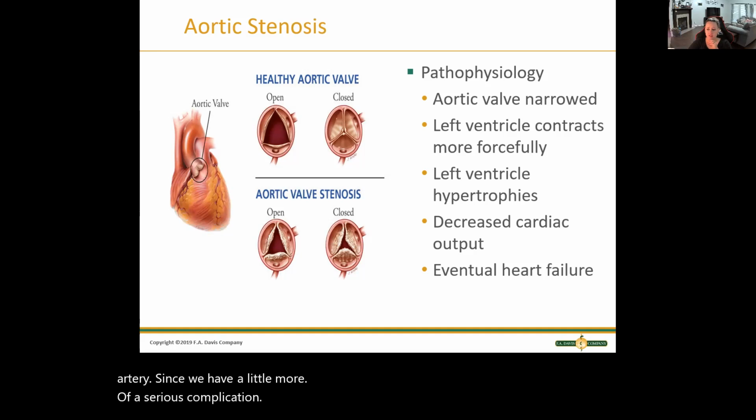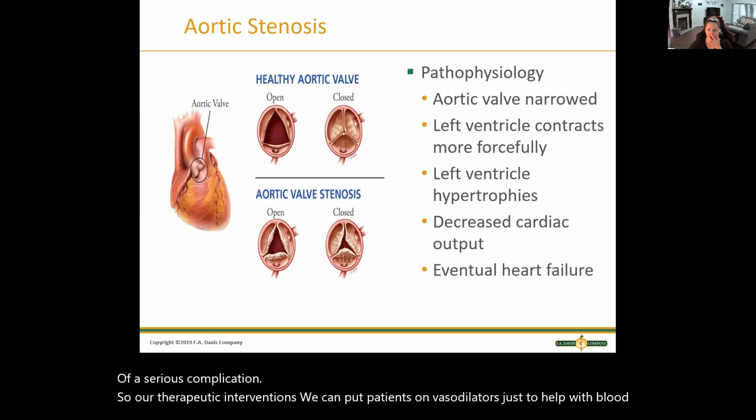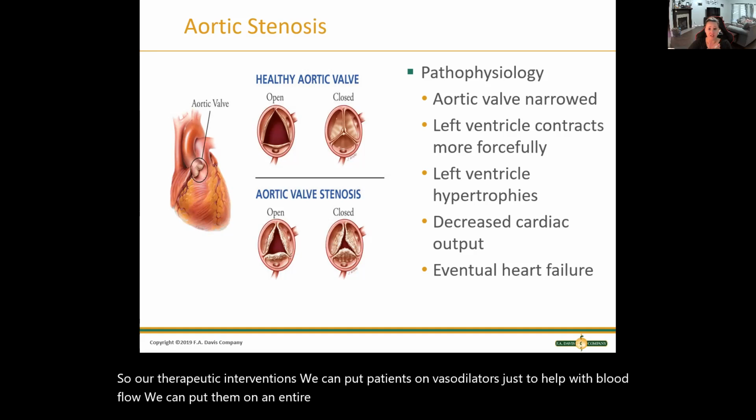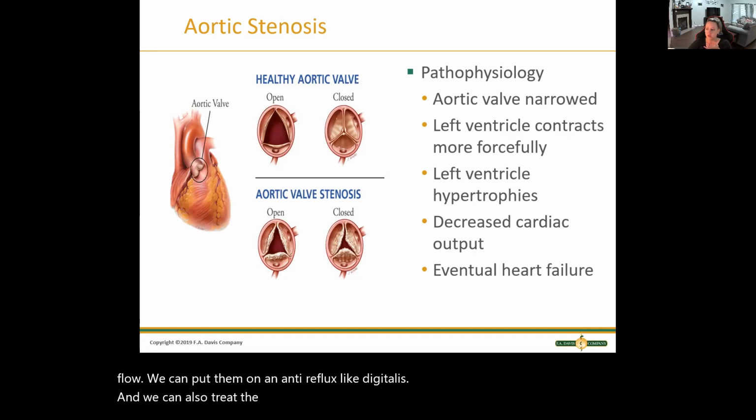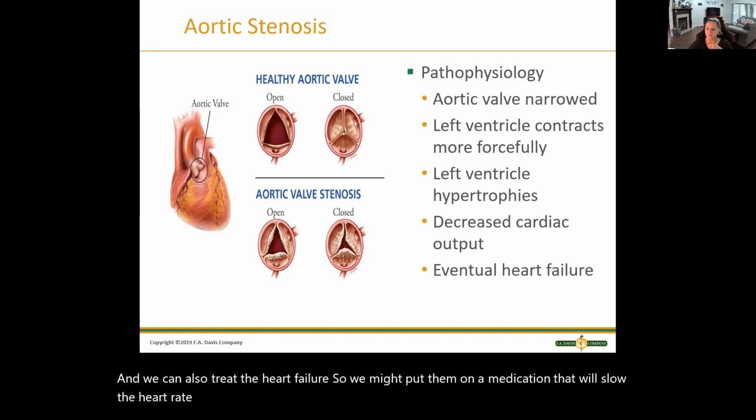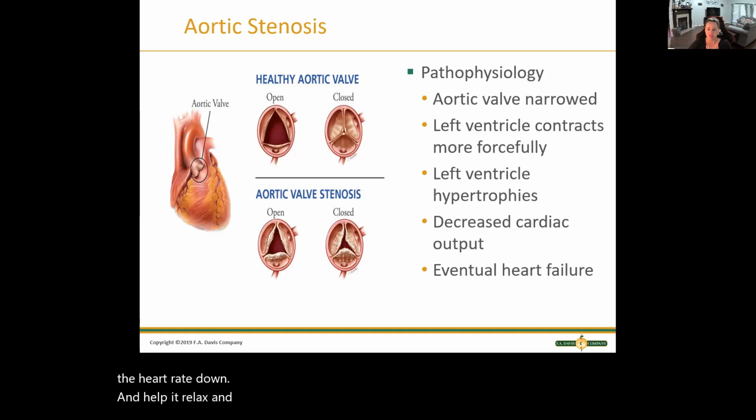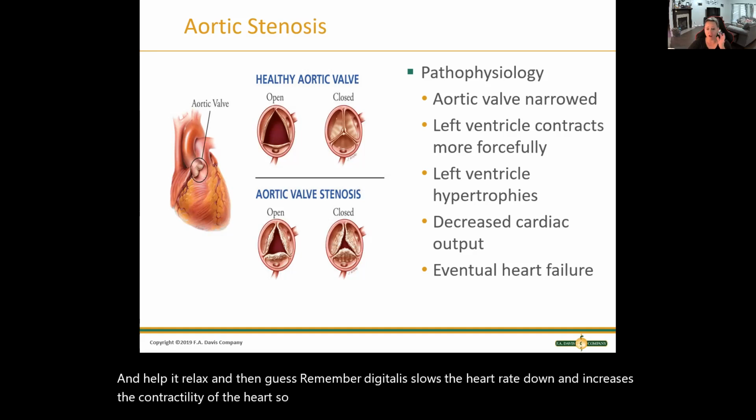So our therapeutic interventions, we can put patients on vasodilators just to help with blood flow. We can put them on antiarrhythmics, so like digitalis. And we can also treat the heart failure. So we might put them on a medication that will slow the heart rate down and help it relax. And then you guys remember digitalis slows the heart rate down and increases the contractility of the heart. So we have a slower heart rate and a more forceful contraction to try to help get that blood out where it needs to go.